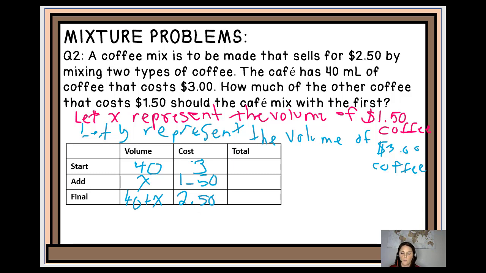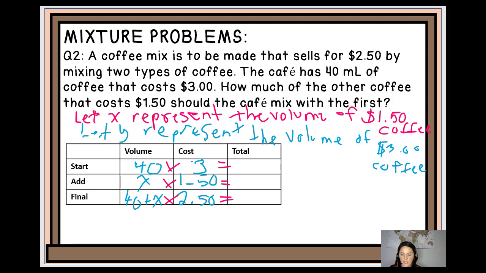So in our cost column, we have $3 that the cafe has. We're not sure how many of the $1.50 coffee we need to add, but the total with the 40 plus the unknown is going to equal $2.50, because that's how much the product is going to sell for. Now we need to come up with our total column. To do that, we multiply the volume by the cost for each of those rows, and that gives us the value that goes in our last column for the total. Then once we have all of this information, we can put it together to make our equations.